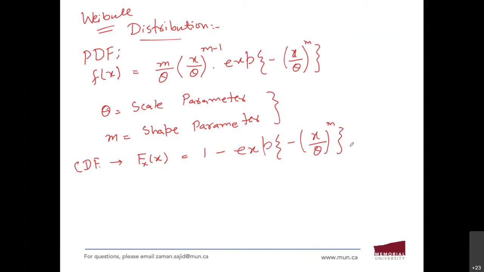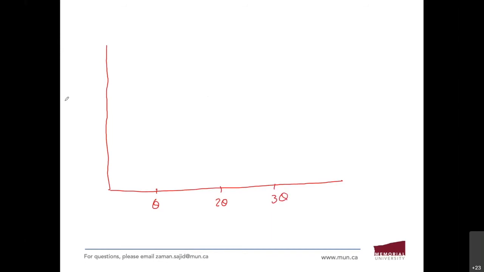Folks, I need to go on the next slide, please, because I need to draw the graph. The shape of this curve is something like this. This is our graph. It is starting from theta 1, which is the scale parameter for the Weibull distribution. This is my 2 theta. This is my theta. And here my graph is of f of x.